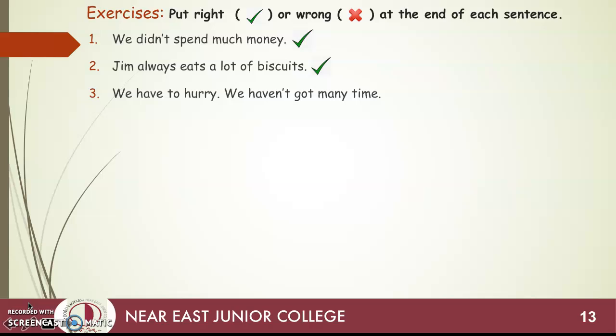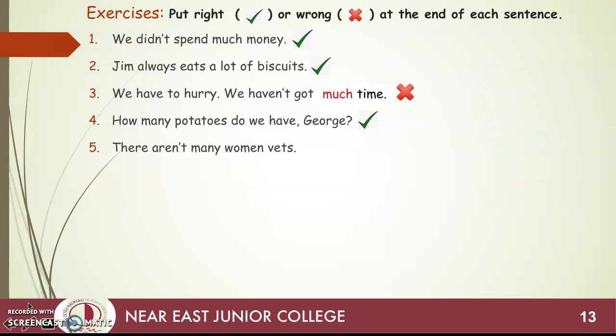3. We have to hurry. We haven't got many time. Yes, this sentence is wrong because this is a negative sentence and time is uncountable. So, the correct answer is we haven't got much time. Number 4. How many potatoes do we have, George? What do you think? Is it right or wrong? Yes, this sentence is correct.